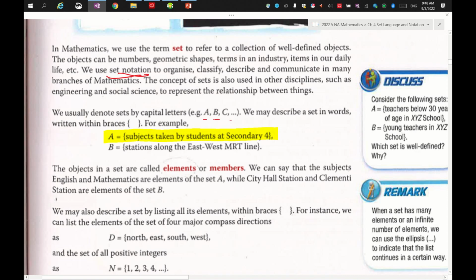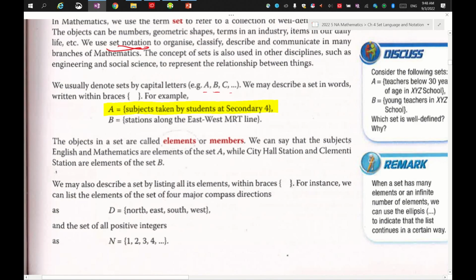Set A. Okay, the capital letter A over there, it means set. Set A comprises, it has subjects that are taken by students at secondary 4. So inside this set A, we've got, for example, mathematics, English, mother tongue, geography, so on and so forth. Set B contains stations along the east-west MRT line. For example, Pasir Ris, Tampines, Simei, Tanah Merah, Bedok, not Punggol, Punggol is Northeast line. Okay, so on and so forth.